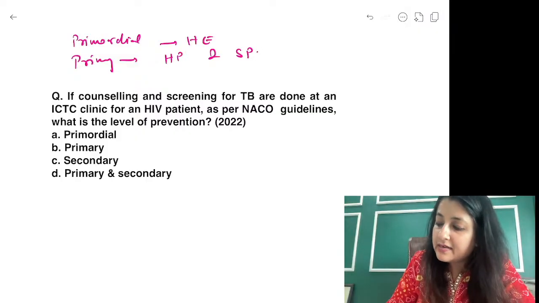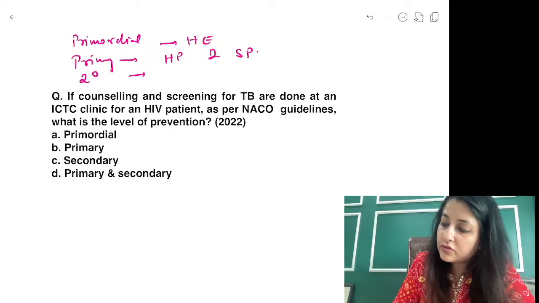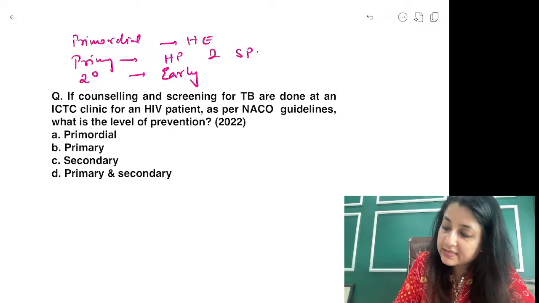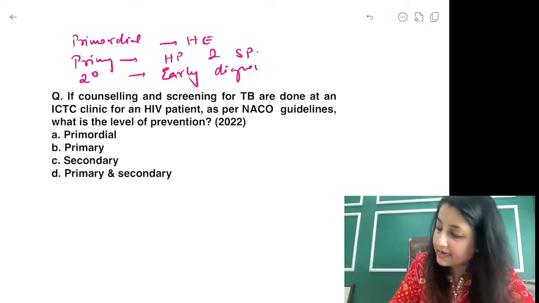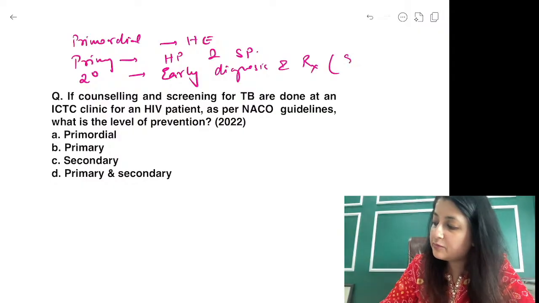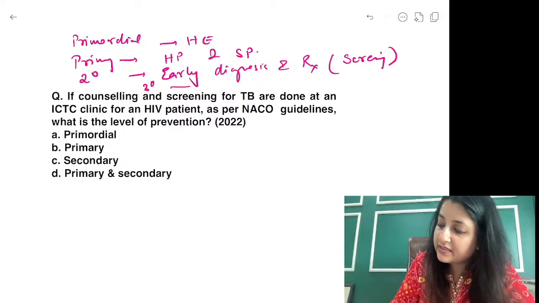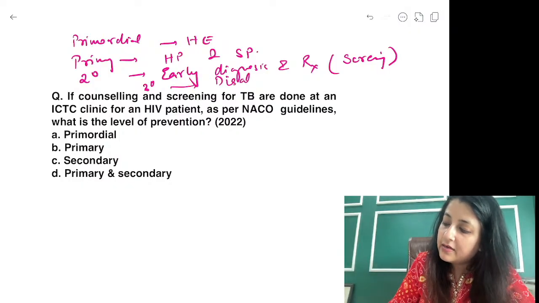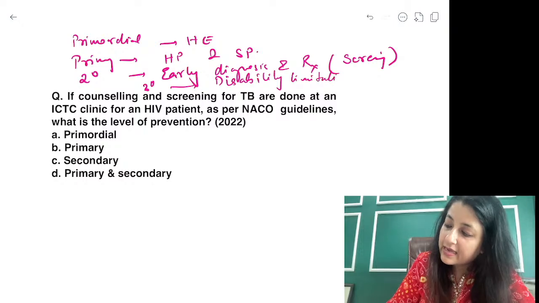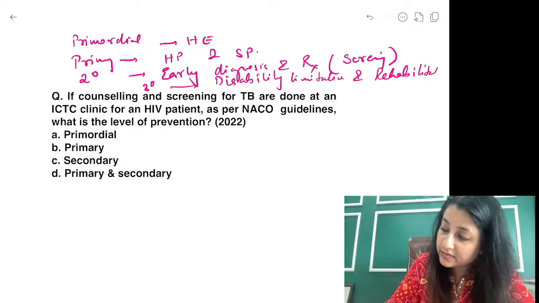Okay? Secondary, we focus on early diagnosis and treatment. So in early diagnosis and treatment, mostly what do we call it? Screening. Tertiary, the damage is already done. Limit the damage. Disability limitation and rehabilitation. Make people part of the society.